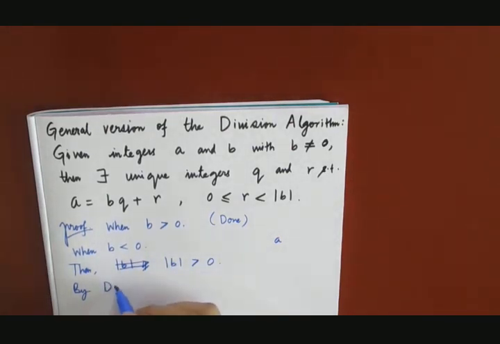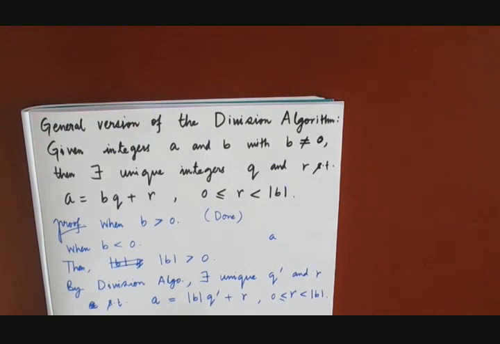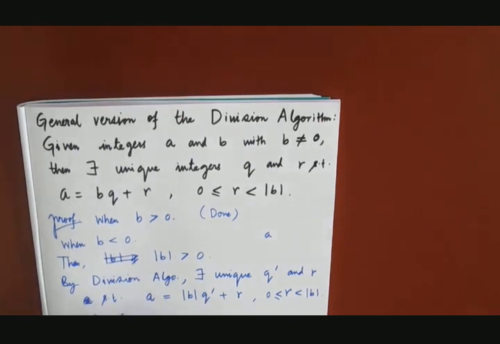So by the division algorithm, what I can write is there exist unique integers, say q dashed and r, such that a can be written as modulus b times q dashed plus r, and r is satisfying greater or equal to 0 and less than modulus of b. Any confusion till here? I hope you understood why I can apply the division algorithm, because modulus of b is a positive number. So this implies a can be written as, what is modulus b? If b is negative, modulus b is minus b.